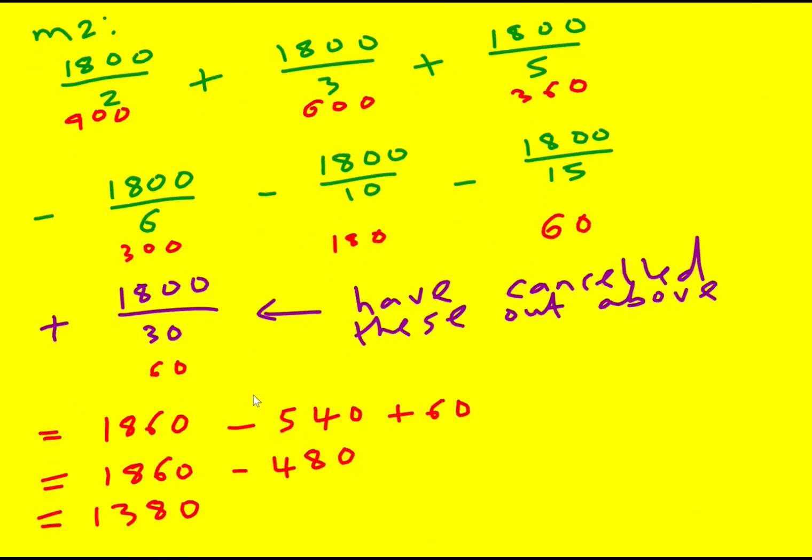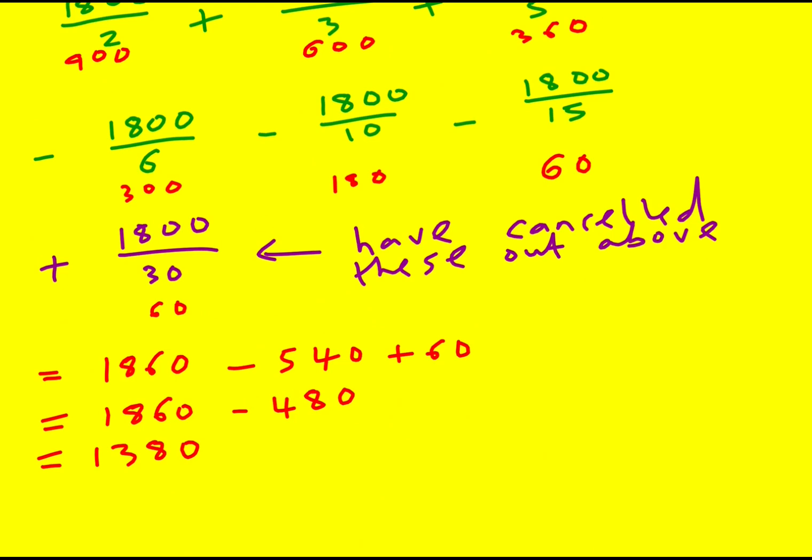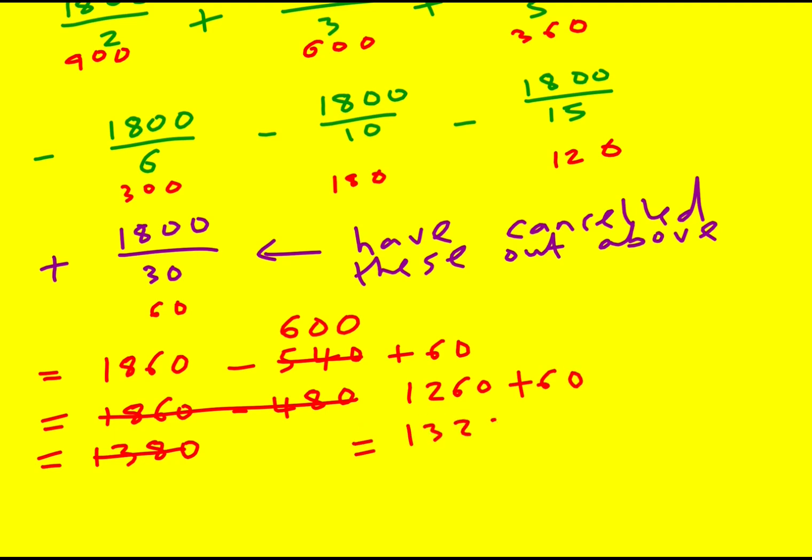Oh, sorry, I think I've made a mistake somewhere. So I've just found it. That should have been 120. My bad. Which means I was actually subtracting 600, which just actually makes sense to change this to 1,260 plus 60, which gives us the 1,320 as before.